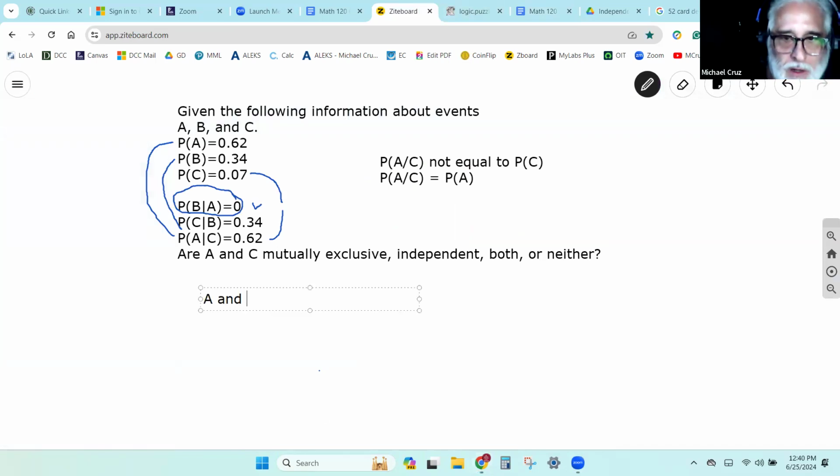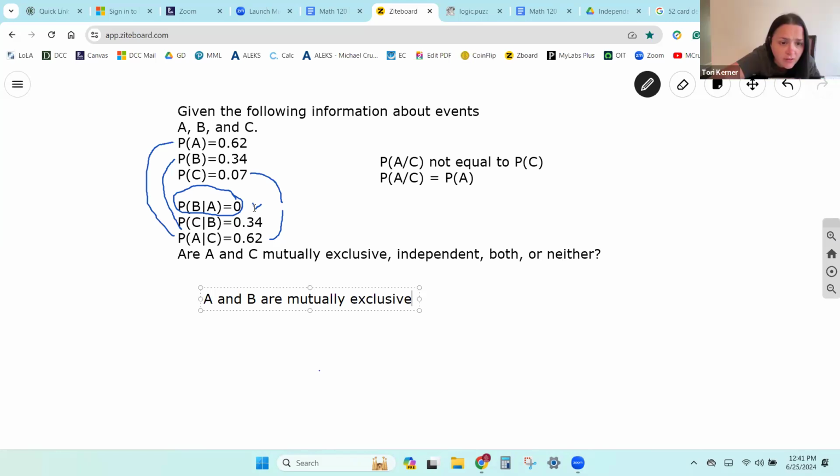So A and B are mutually exclusive. Because essentially what that means is that it's the same thing as the probability of A and B, because the numerator would be the intersection, and if it's zero, then the whole thing would be zero. Okay, so A and B are mutually exclusive.